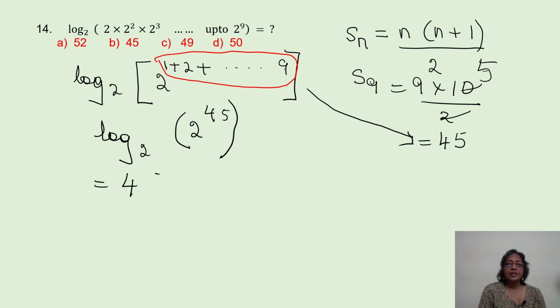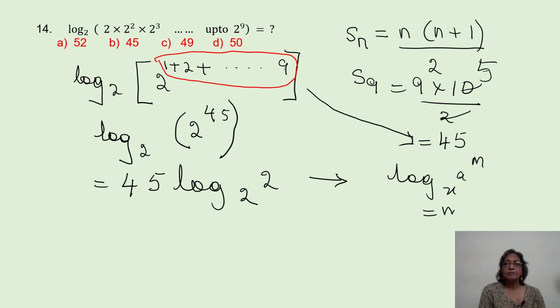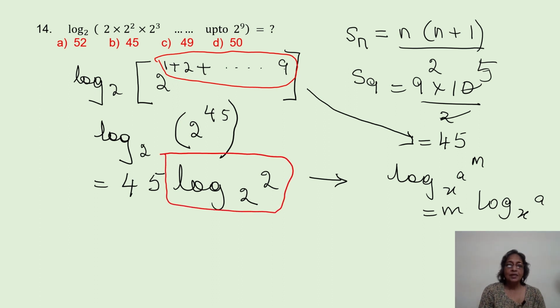Using our property, 45 log 2 to the base 2. Same property what we had used earlier, log of a raised to m to the base x is nothing but m log a to the base x. And as you all know, log of any number to the same base is 1. So this becomes 1 and our final answer is 45, which is the option B.